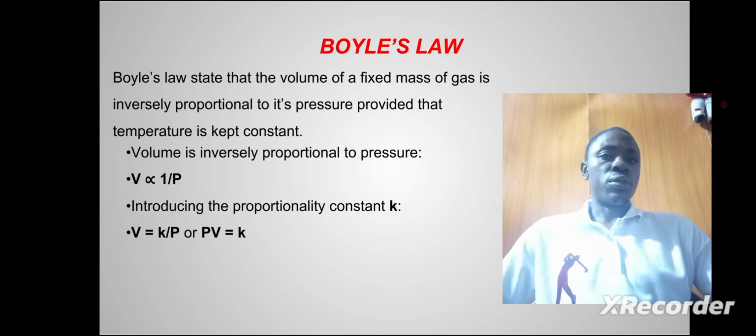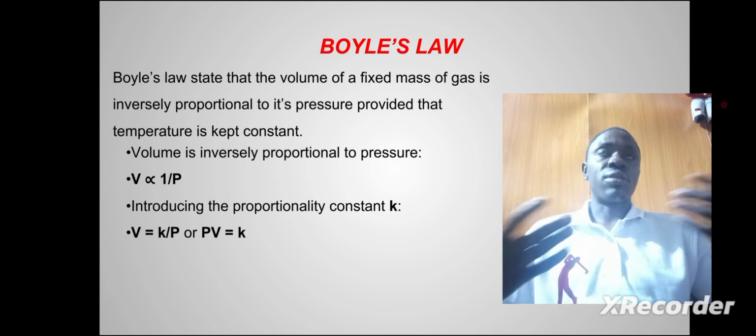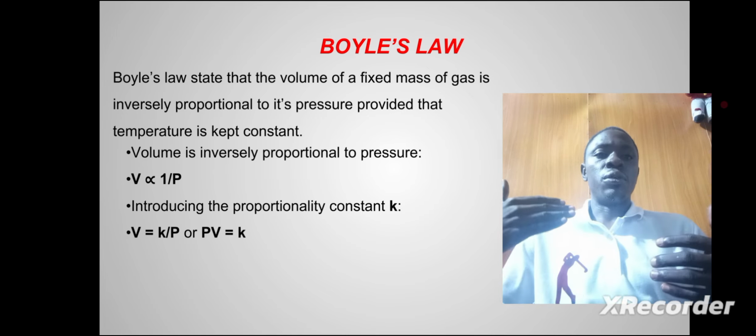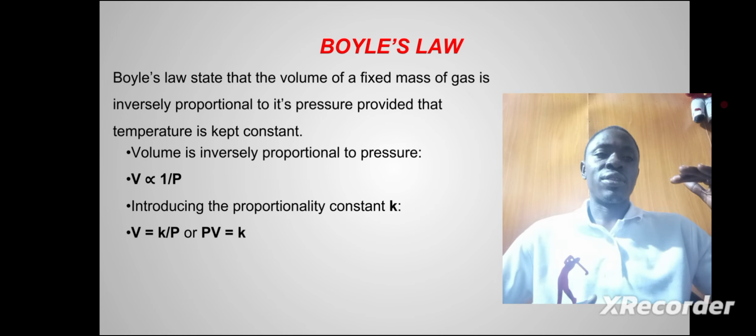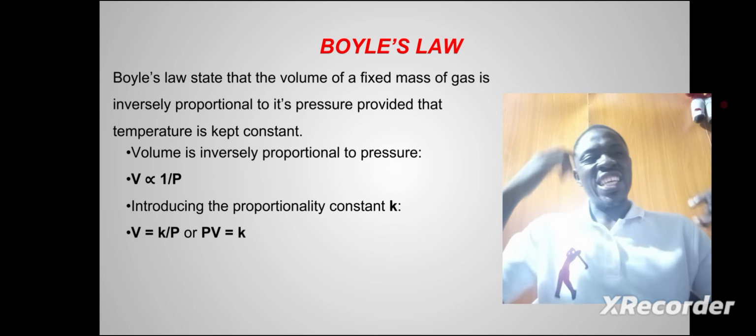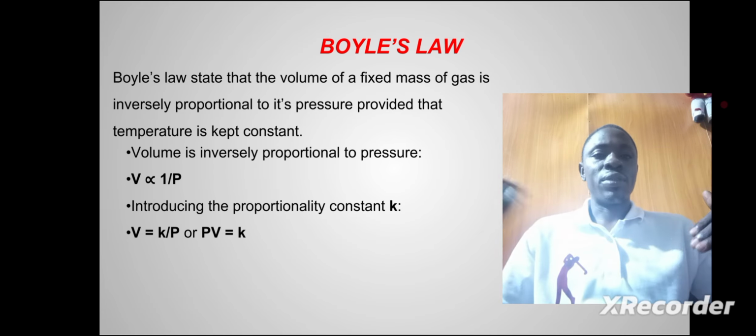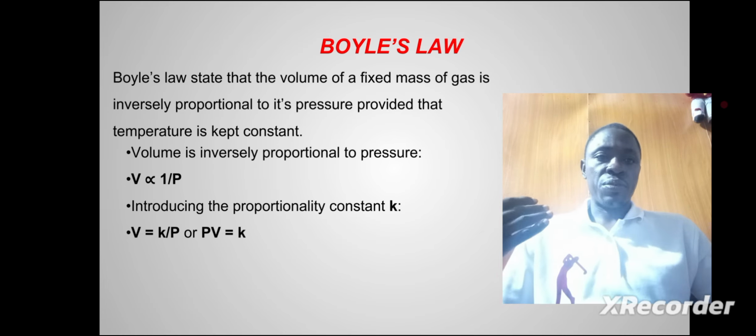According to Boyle's law, the volume of a fixed mass of gas varies inversely with the pressure, provided that the temperature is kept constant. So that means at constant temperature, the higher the volume of a gas, the lower the pressure, and vice versa. They are inversely related. So it's an inverse relationship.